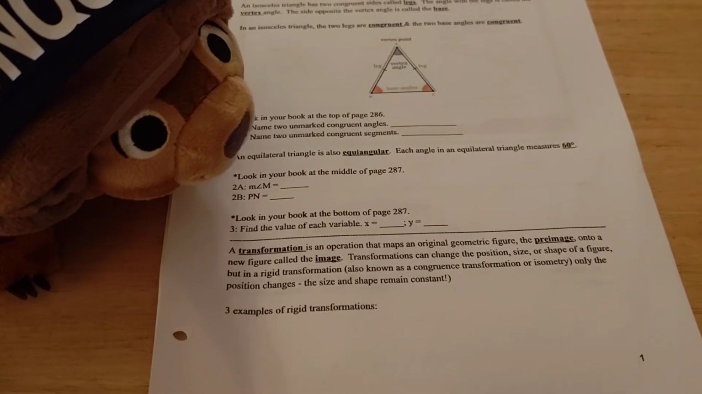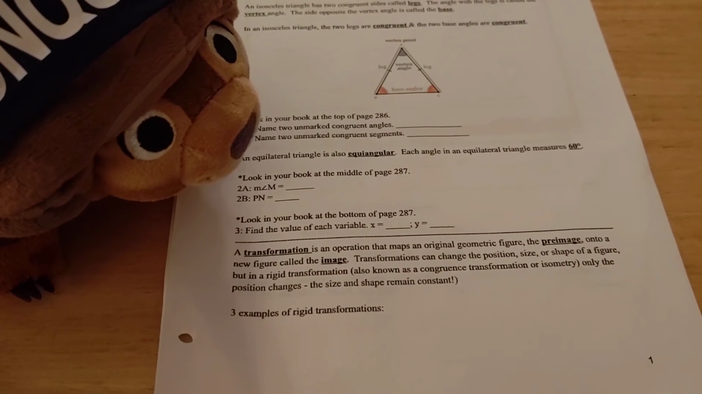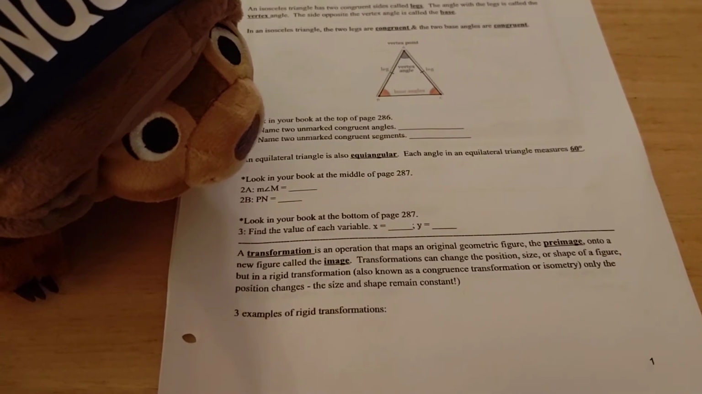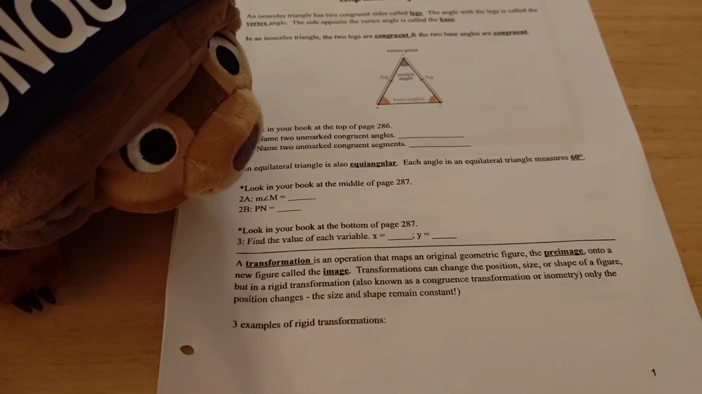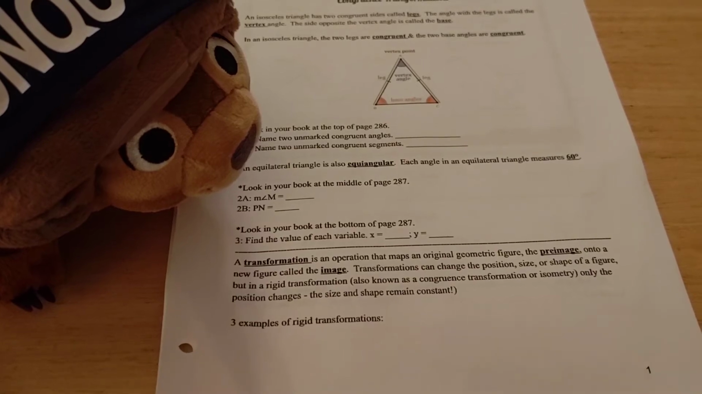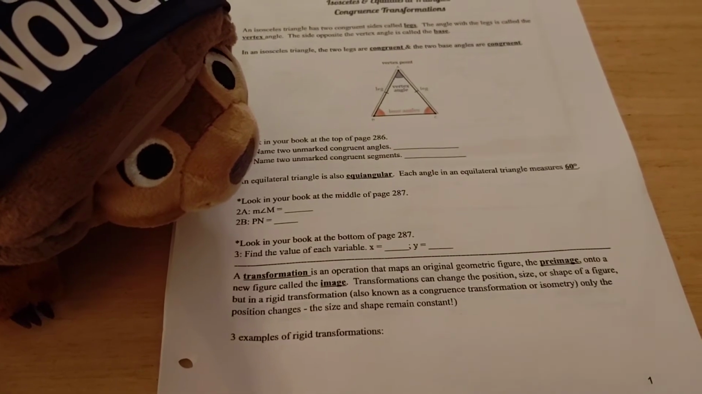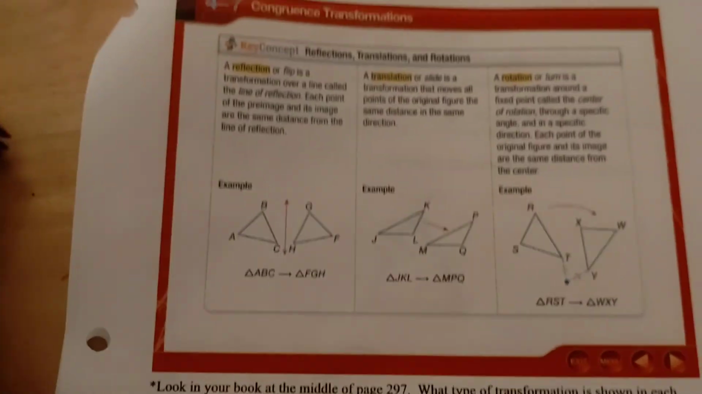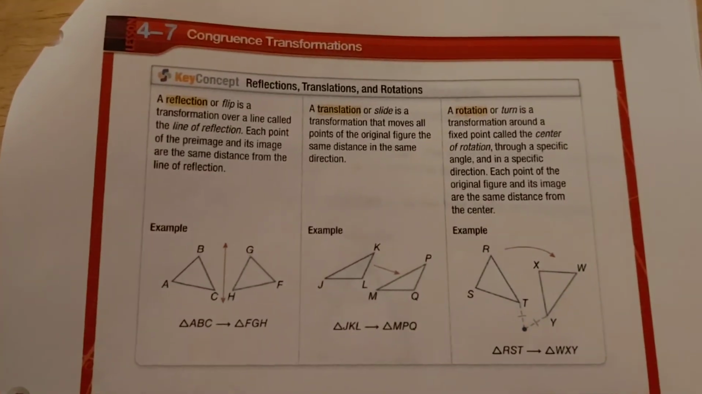So a transformation is just an operation where we start at the pre-image and then we go to the image. And you've learned about these in middle school. This is basically just a review. And like I said, you can change the position, the size, or the shape, but we are simply going to change the position, excuse me. And the size and the shape are going to remain constant when we look at these rigid transformations. And you can see these in your notes and kind of read about them.